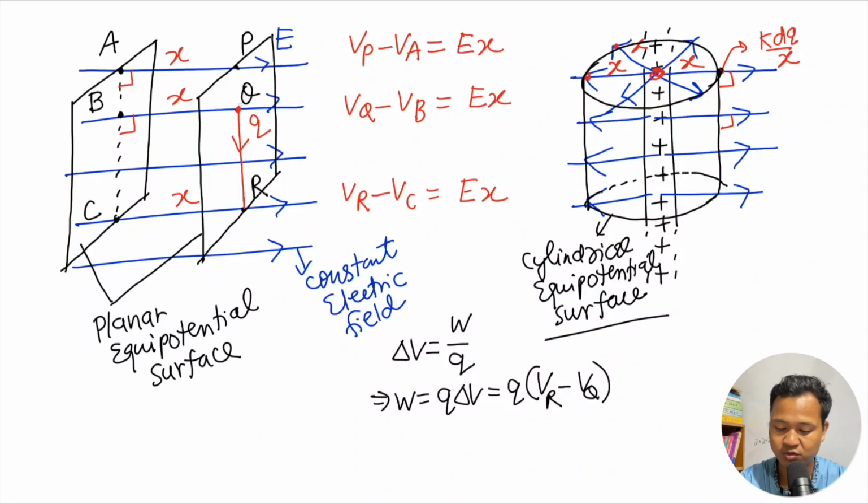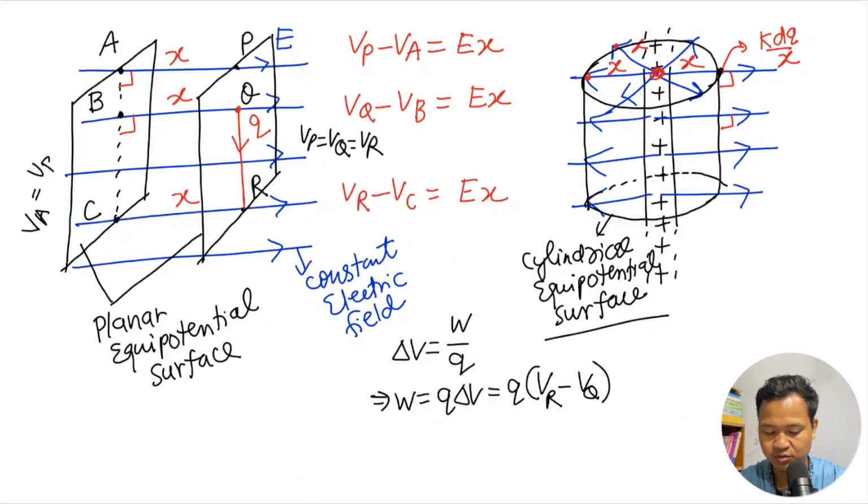Now here, Q and R are on the same equipotential surface. That means they have the same potential. So VP is equal to VQ is equal to VR, as they are on the equipotential surface. Similarly, here also you have VA is equal to VB is equal to VC.